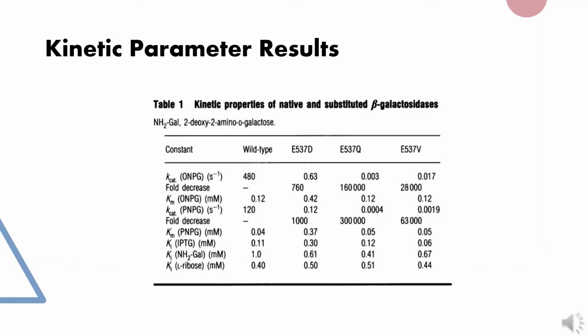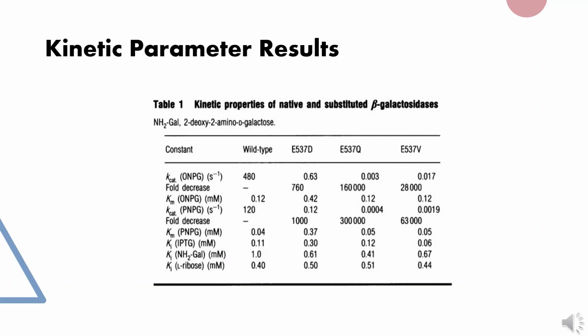As we can see from looking at this table, the mutated forms of the enzyme all caused a decrease in the kcat value. The lower the kcat, the slower the enzyme is at converting substrate to product. The Km values of the enzymes mutated with glutamine or valine were the same as the wild-type enzyme. The Km of the aspartate mutated version was greater than the wild-type enzyme. This indicates that the aspartate mutated enzyme had a lower affinity for the substrate than did any other form of the enzyme. As we can see, when glutamate 537 was replaced, efficiency of the enzyme decreased dramatically.